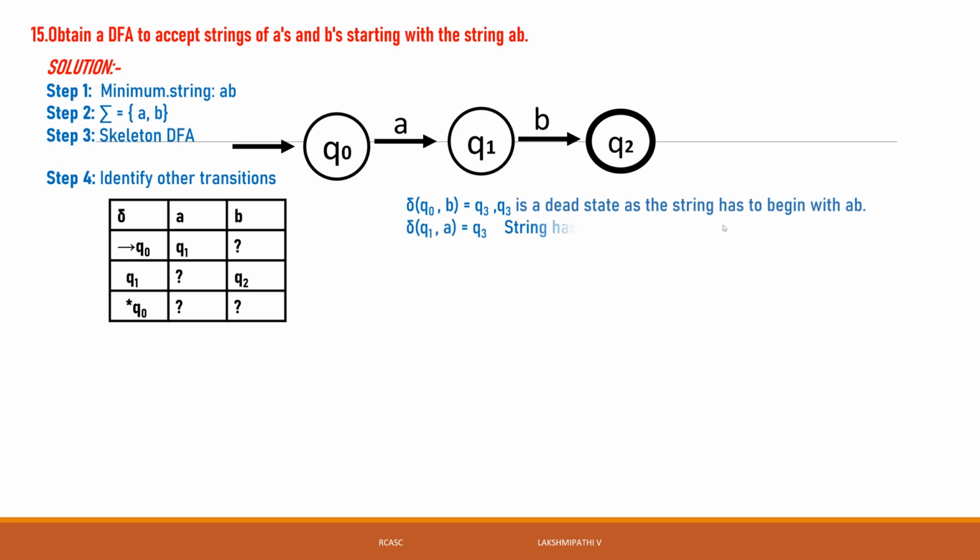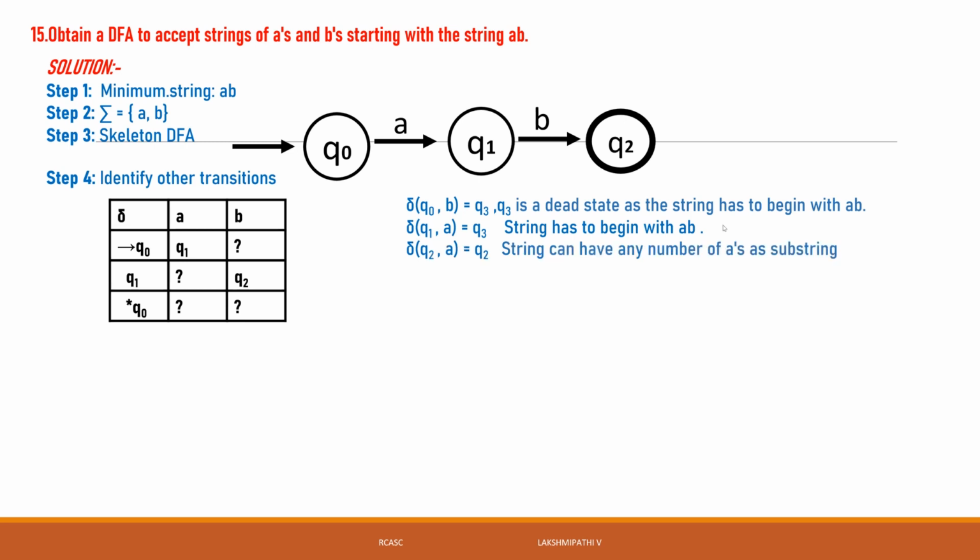Then Q1 of A: we can also give Q1 of A is Q3 only, because the string has to begin with AB. That's why we give Q3. Once we give Q3, the starting string has to begin with AB only. That's why we give Q1 of A is equal to Q3.